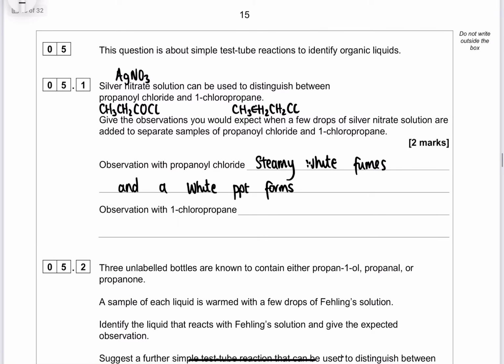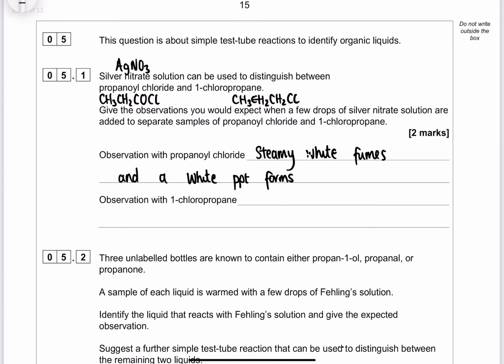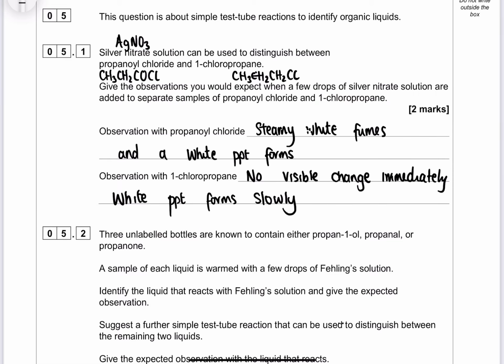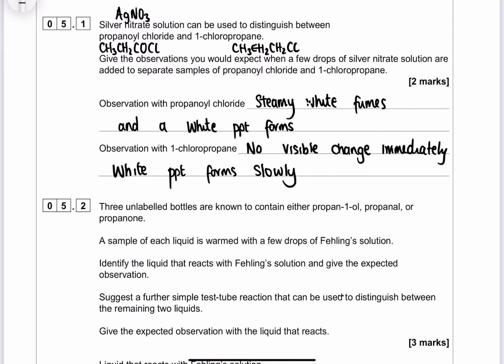Okay. With 1-chloropropane, it's going to be a lot harder to cause that hydrolysis, and the C-Cl bond is fairly strong, so it's very slow, this reaction. So if you wrote that there would be no immediate visible change, you would get this marked right. So you could have no visible change immediately, but a white precipitate forms very slowly over a very long time due to the hydrolysis of the halogenoalkane.